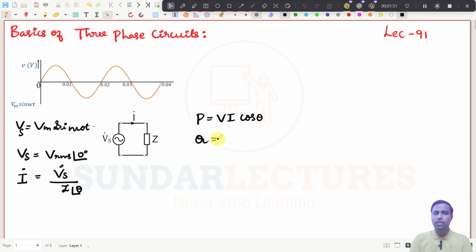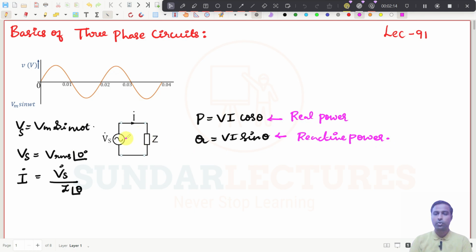And also Q, what is P here? This is VI sin theta. What is P here? P is nothing but real power, and this will be reactive power. We have seen these things already.